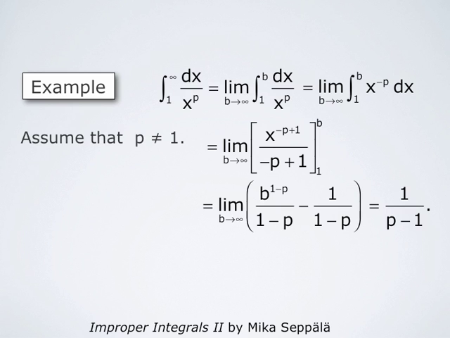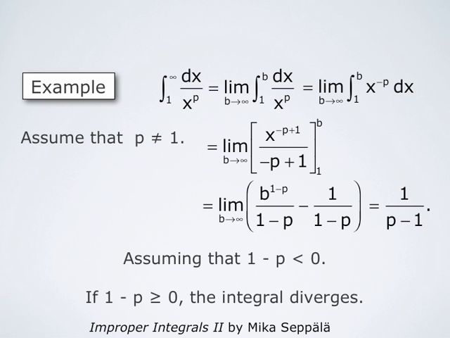So assuming that 1 minus p is negative, this limit is just 1 divided by p minus 1. So this is in case 1 minus p is negative. If 1 minus p is not negative, then this integral diverges, that is, the corresponding limit is, in this case, infinity. So we conclude that the integral from 1 to infinity of dx divided by x to the power p converges only if 1 minus p is negative, that is, p is greater than 1.